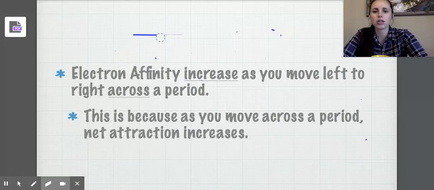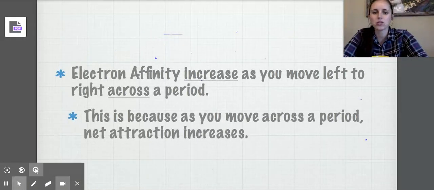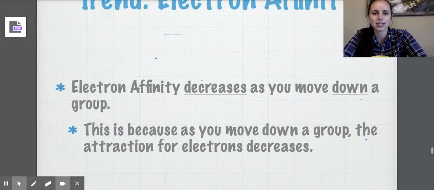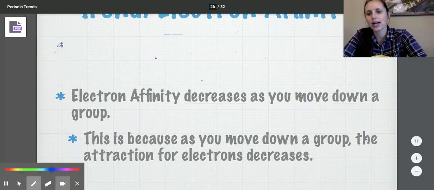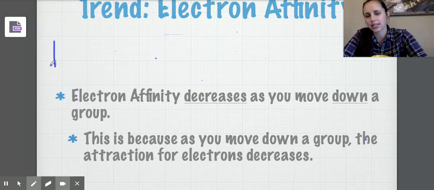We're now going to look at our trend going down a column, and as you would expect, going down a column, it's the same as ionization energy. So again, as I go down a group, I've got less attraction at the bottom, I've got more attraction at the top. That means since I've got more attraction at the top, I'm going to have a greater electron affinity up here, and I'm going to have a smaller electron affinity down here.